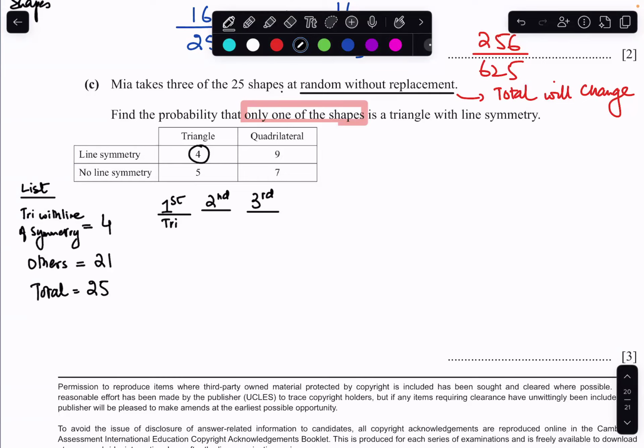Sir, I'm not sure. Okay, the condition was to find the probability that one of the shapes is a triangle with a line of symmetry. So if the first one is the triangle with a line of symmetry, what should be the second one? Should it be a triangle with a line of symmetry or not? No. So that means it must be from the others, right? Yes. And the third one, should it be from the triangle with the line of symmetry or from the others? The others. Yes. So that is how we are going to deal with it.